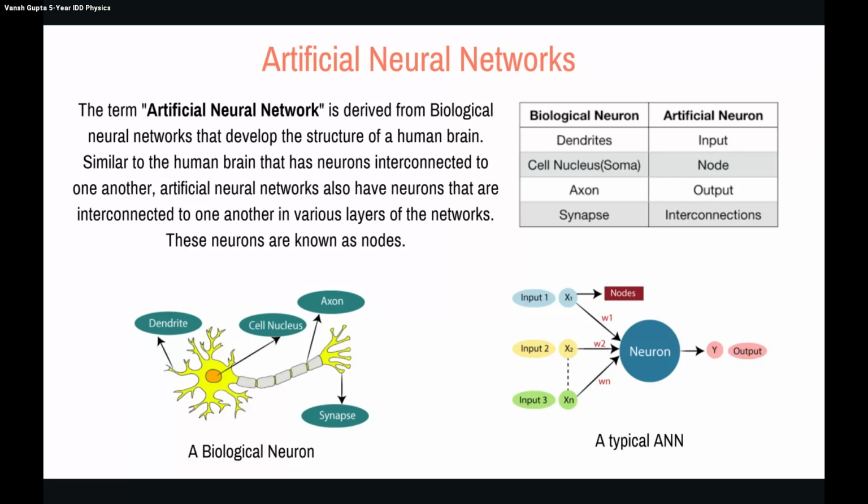So the term artificial neural network is derived from biological neural networks that develop the structure of human brain, similar to the human brain that has neurons integrated. So there's an analogy between biological neuron and artificial neuron. Dendrites are the inputs, cell nucleus, also called RNA, that is node, axon, output, synapse, internet. Cool. Next.